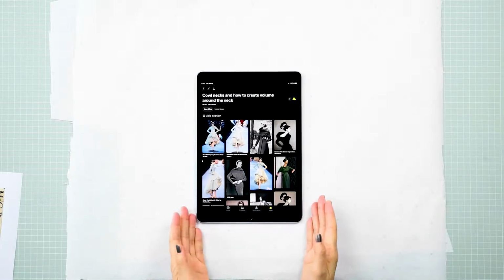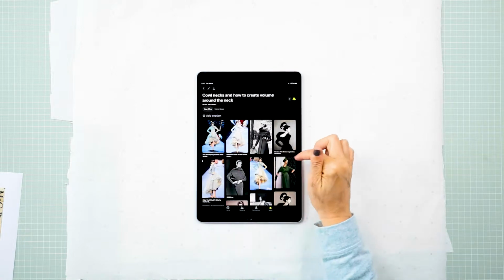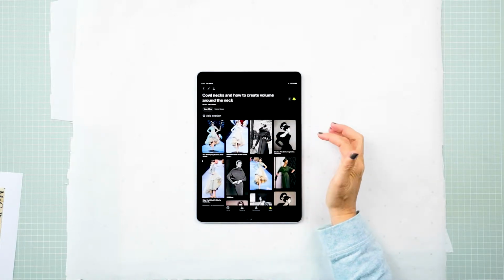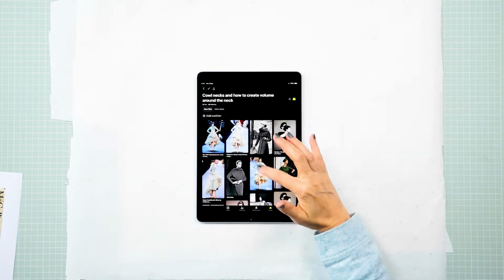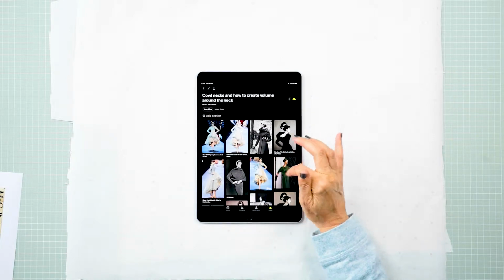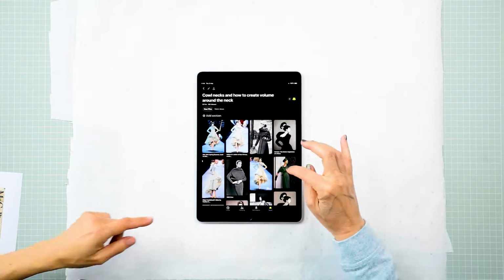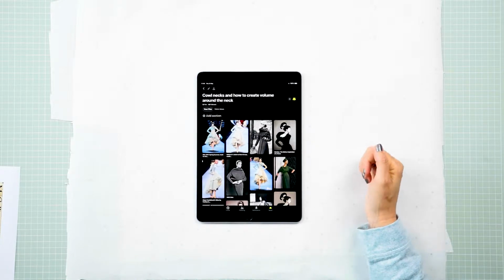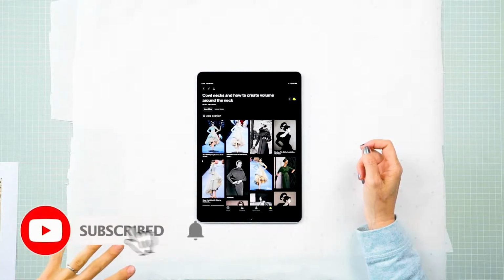So today we're going to look at how to draft a cowl neck. We've got some images on Pinterest for you all to have a look at. They tend to be either extreme, or more subtle, or very complex, don't they? So we're looking at some that are a bit complicated to start off with. Also, in different countries, cowl neck means something else.